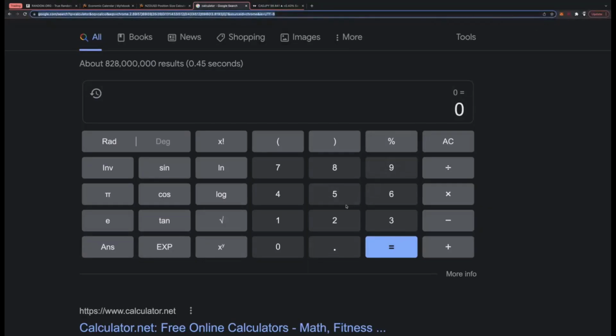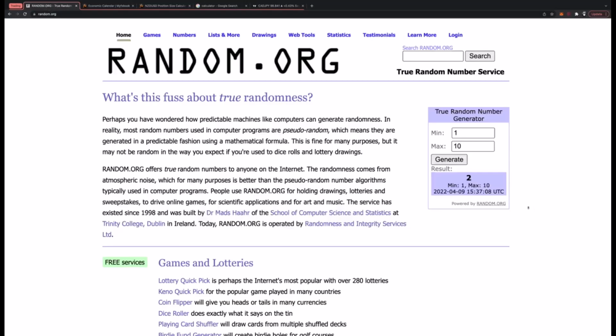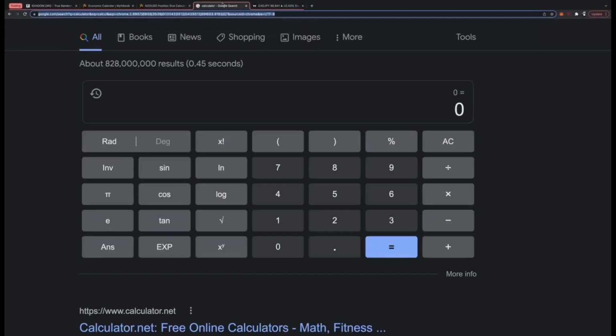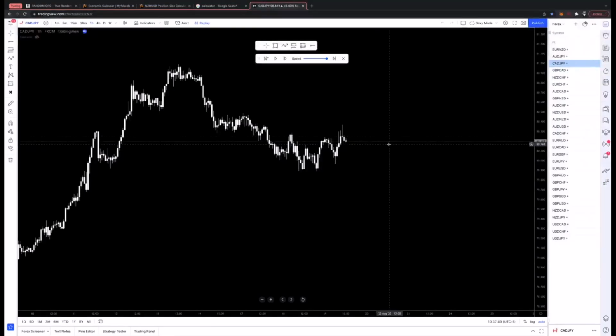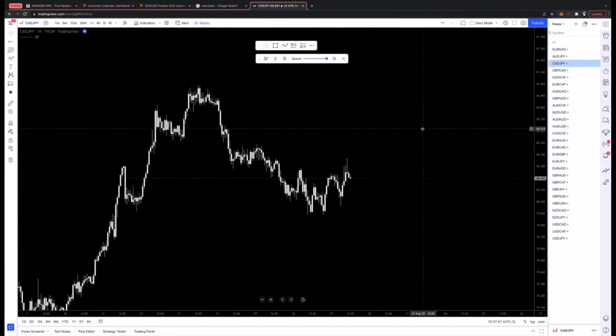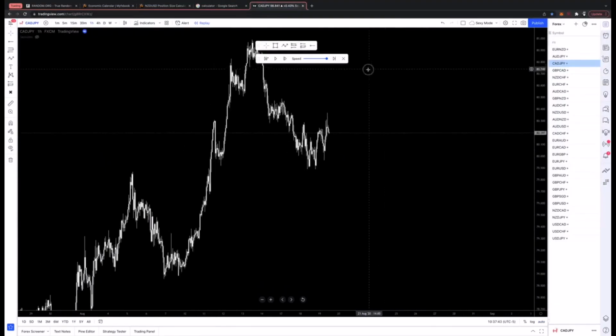So let's start, what should we do? $1,000 or a $500 account? Let's pick a number between 1 and 2. 1 is 500, 2 is 1,000. 2, so we'll start a $1,000 account. Let's go ahead and just get it on. Let's trade. Let's get it going.